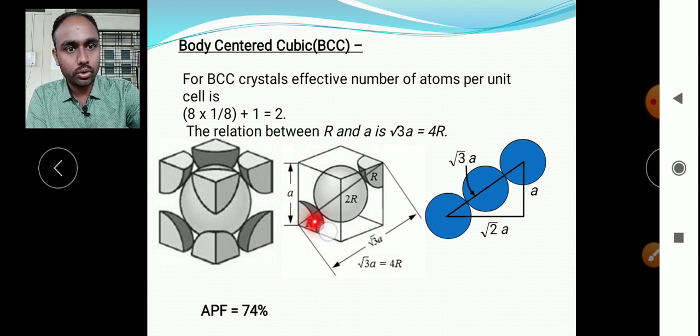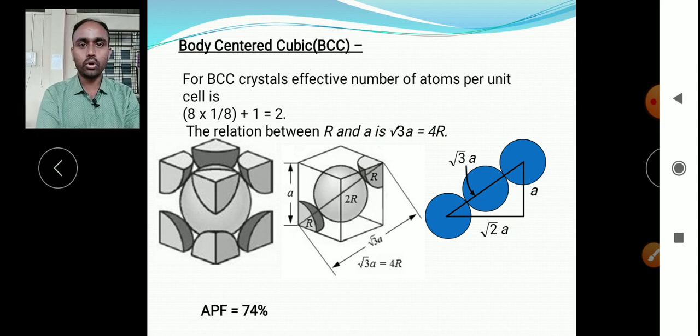So this body diagonal is root 3A since our side is A, and in terms of the radius of the atom, it is 4R. So simply we can write root 3A is equal to 4R. In case of simple cubic, we directly saw from the diagram that 2R is equal to A, but here a little bit extra is needed, because we have to talk about the body diagonal. Therefore root 3A is equal to 4R, right. Now this relation we also got.